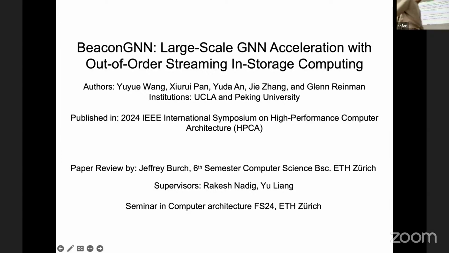So yeah, as Rika said already, we're discussing a paper called BeaconGNN, a large-scale GNN accelerator with out-of-order streaming and supercomputing. It's a very recent paper, which was released approximately 2 months ago at the HPCA conference.